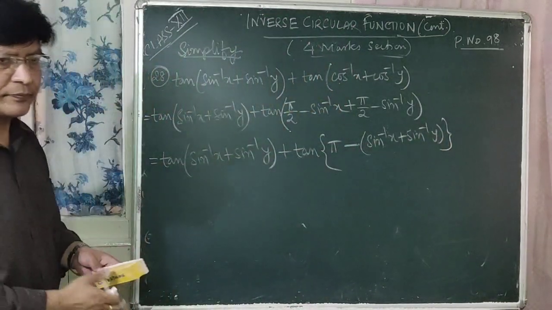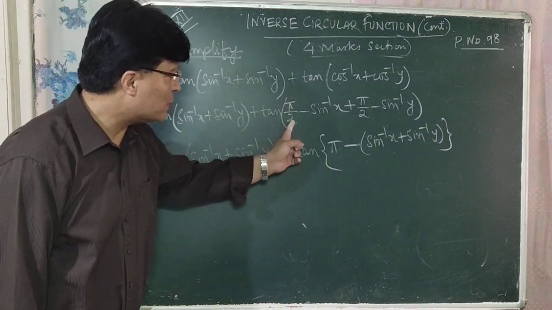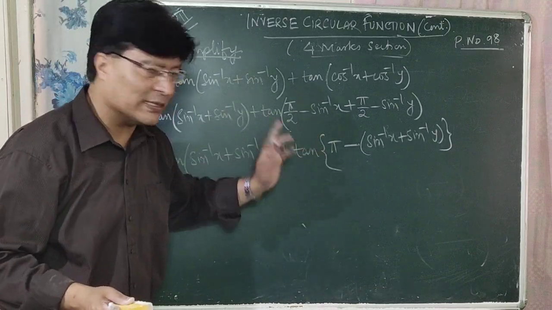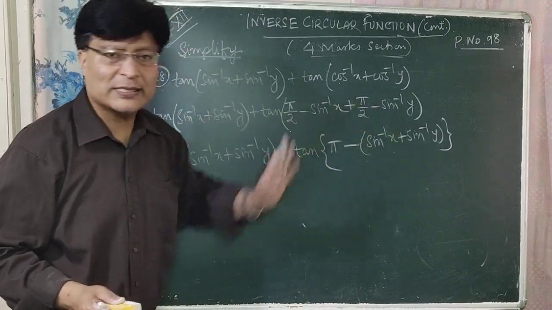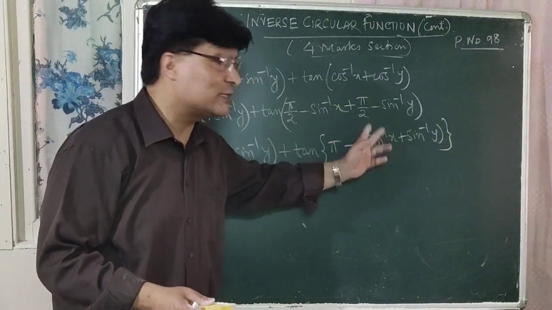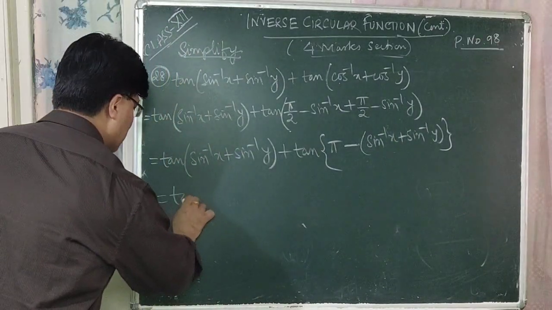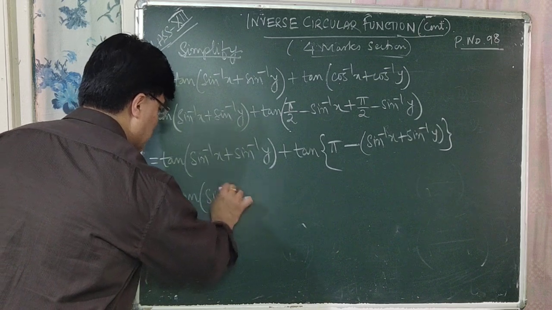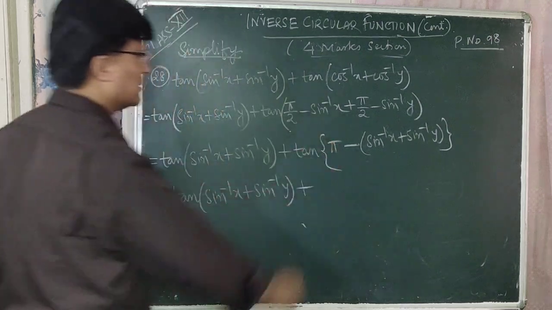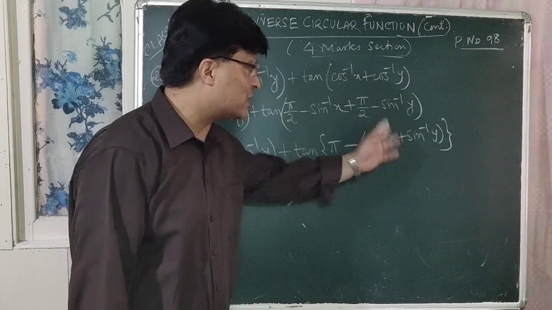Is that clear? So in this case, how did we simplify it? Pi by 2 plus pi by 2 is 2 pi by 2, that is the 2 gets cancelled. You will get only pi. Now minus sin inverse x minus sin inverse y is there, so you take the minus sign common. So within bracket, what do we get? It is sin inverse x plus sin inverse y. Is that clear? So again, the first term remains the same, tan of (sin inverse x plus sin inverse y), right? Plus. Now, this is in the form tan of (180 degree minus theta).